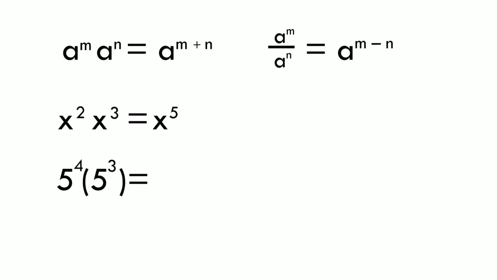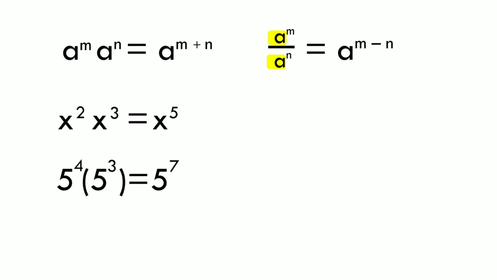Here, I have 5 raised to the power of 4 times 5 raised to the power of 3. Since their base are the same, then we simply copy their base, which is 5, and add the exponent. 4 plus 3 is equal to 7. Thus, this is just equal to 5 raised to the power of 7.